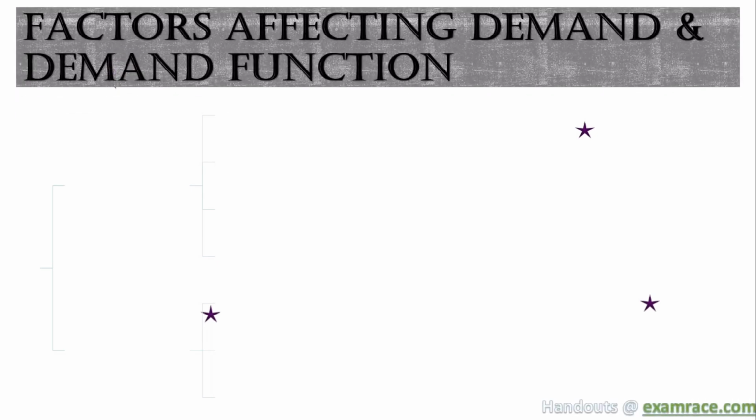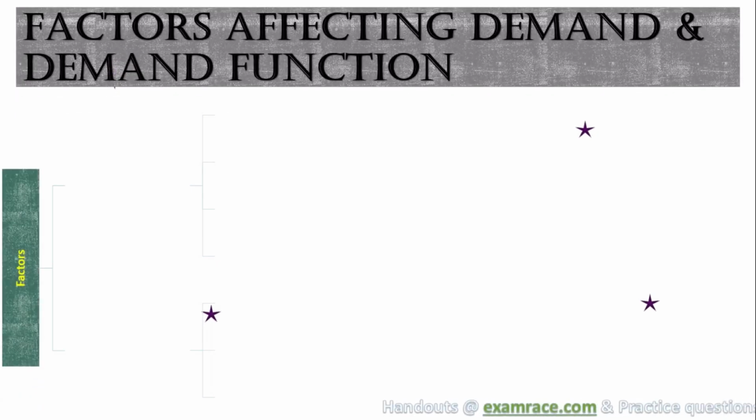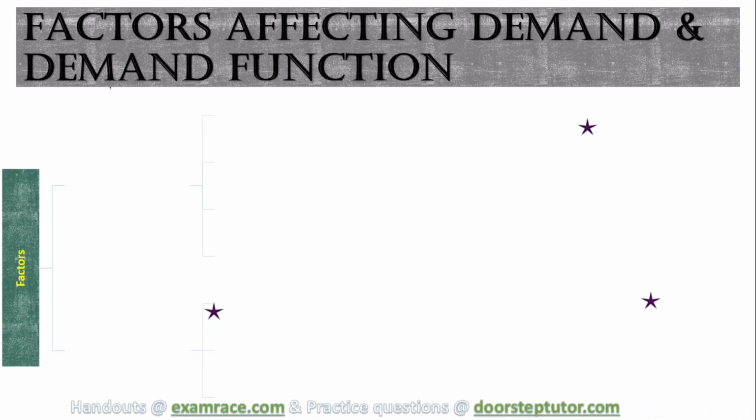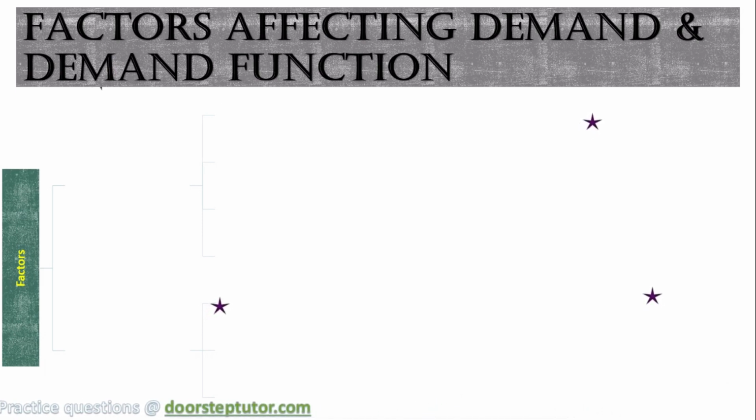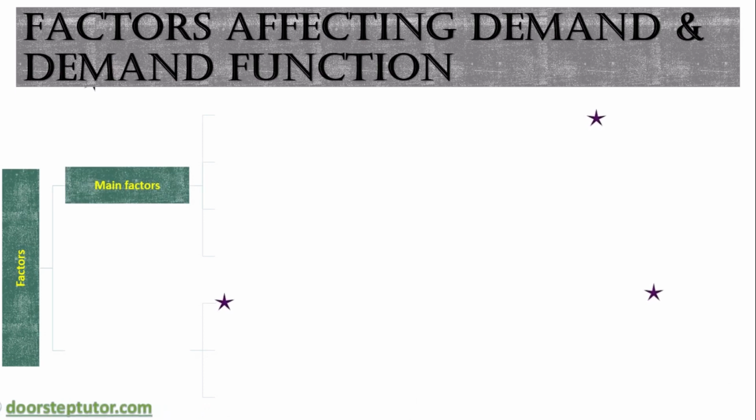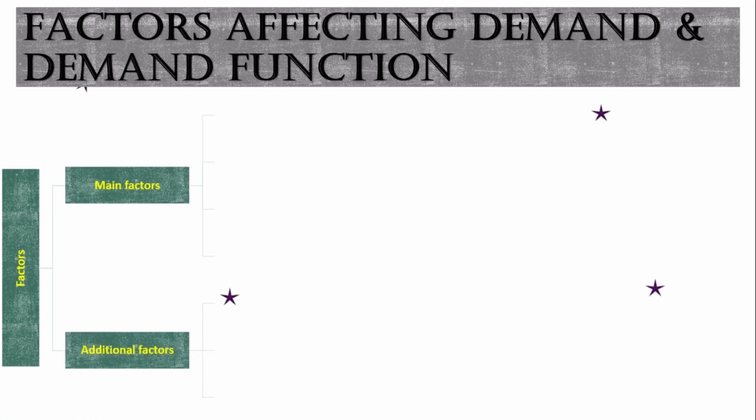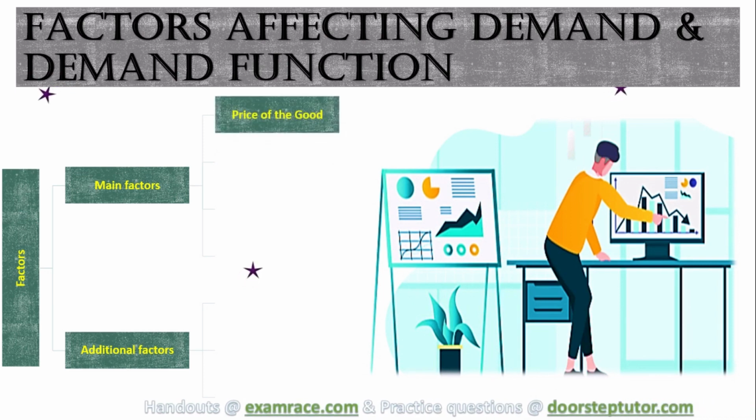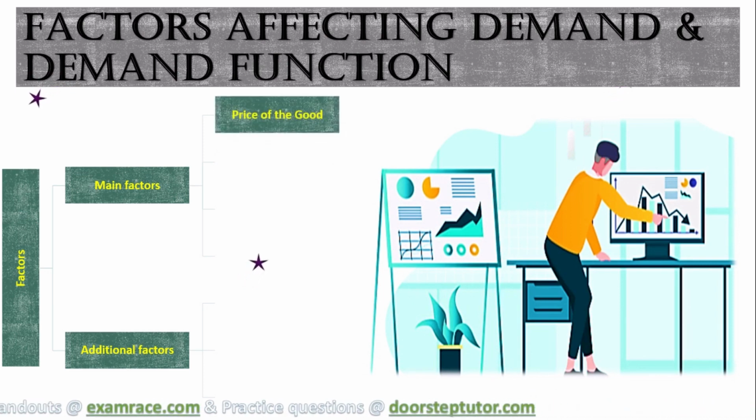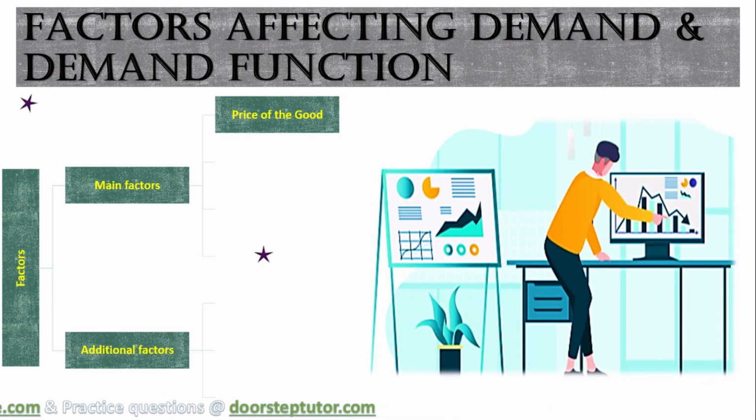Moving on to the factors affecting demand and demand function. There are various factors that affect the demand of a commodity, but these factors are categorized into two types. First type is main factors and the other type is additional factors. Moving on to the first category of main factors, which is price of the good. See, there is a definite inverse relationship between the price of the good and the quantity demanded of that good.